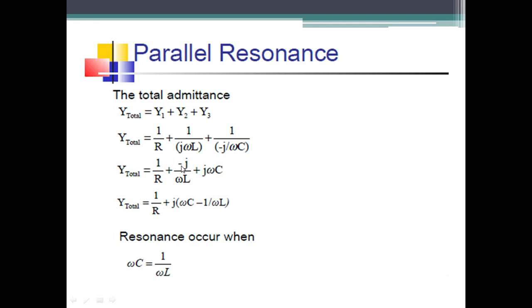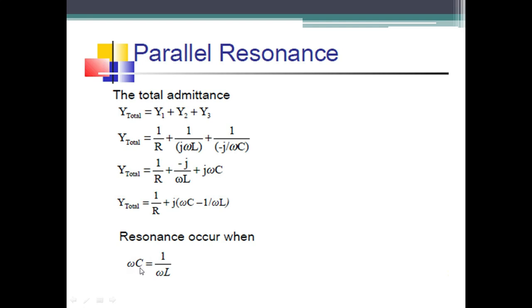So the j parameter can be taken as common. That's why Y total is equal to 1 upon R plus j inside the bracket, omega C minus 1 upon omega L. Therefore, at resonance the inductive reactance is equal to the capacitive reactance, meaning XL is equal to XC. Hence resonance occurs.